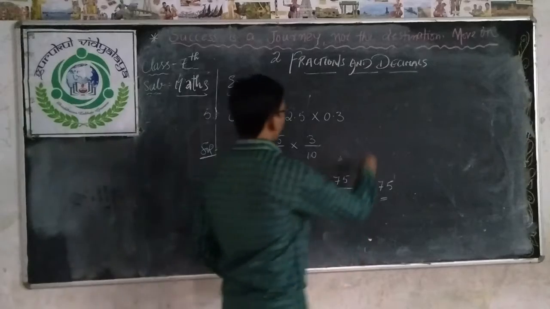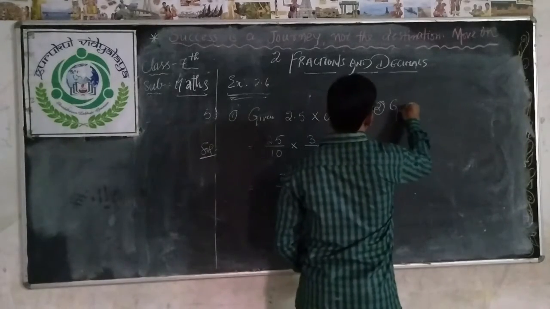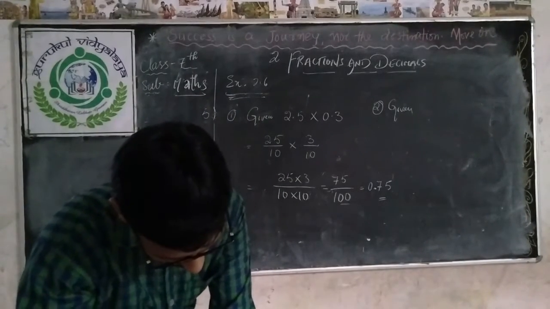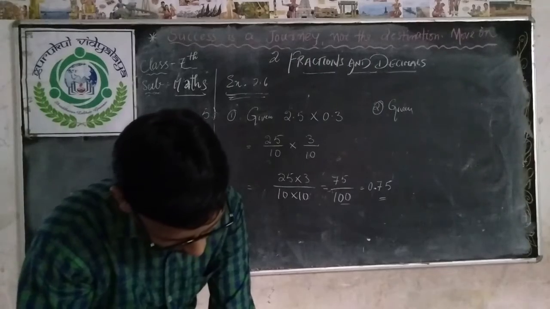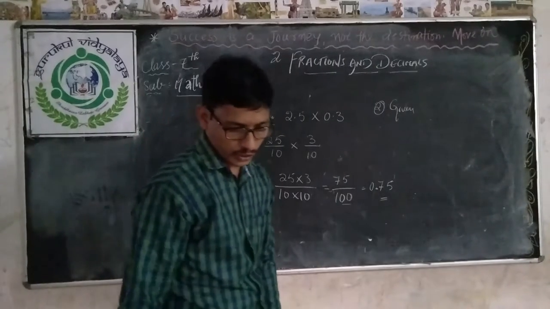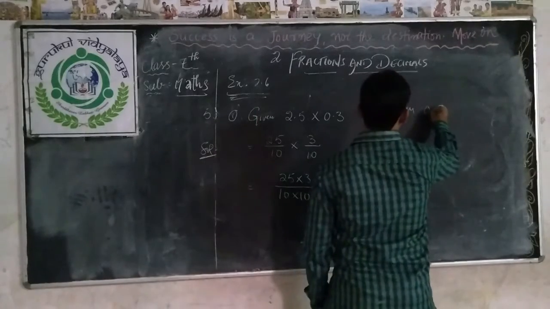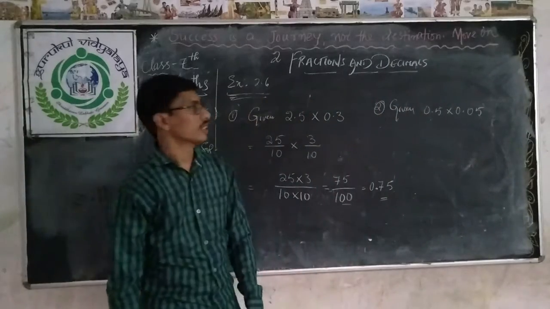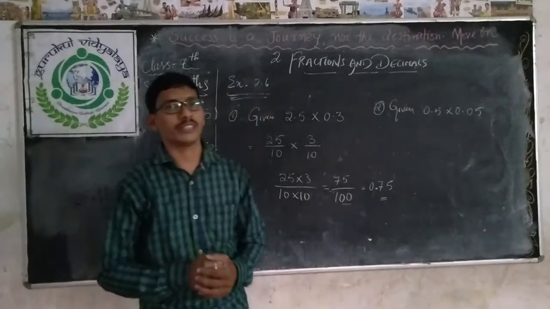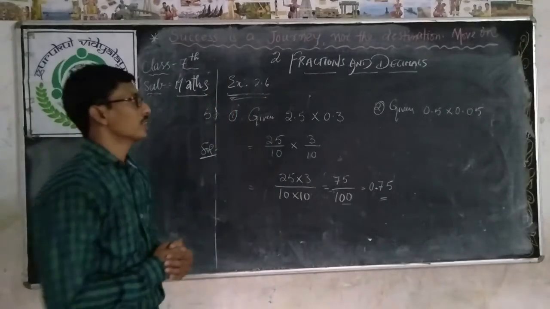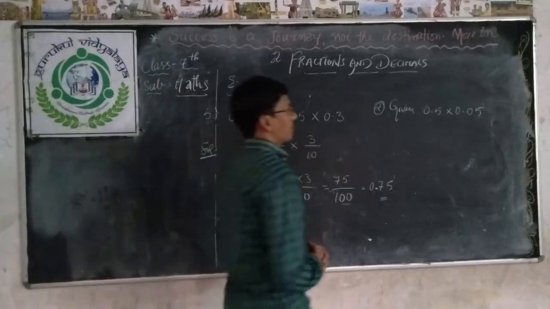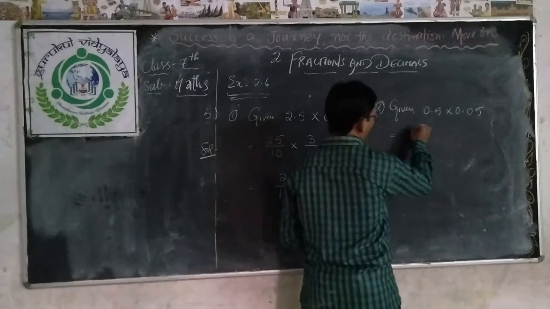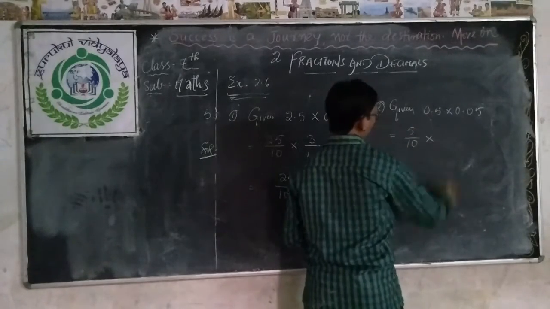Okay. Second problem. Given 0.5 into 0.005. So many problems are there, but I am saying the very important problems. The remaining problems, try to do yourself at home. So do it in homework also, children. 0.5 into 0.005. 0.5 convert into a fractional number. That means 5 by 10, 5 is in tens place.